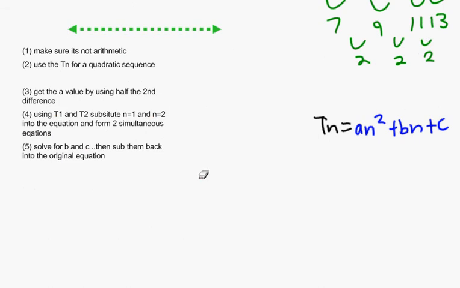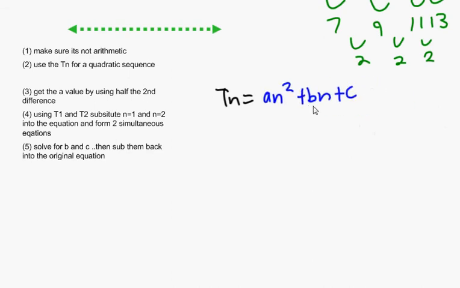Now, here's what we're going to do. Starting off, make sure it's not arithmetic. It's not arithmetic because the differences aren't the same. After that, guys, use the Tn formula. I have it here. I'm on step 2. Can anybody tell me how do I start off step 3? Get the a value by doing what? Which is a equals 1. When a equals 1, the formula now becomes 1n squared plus bn plus c.